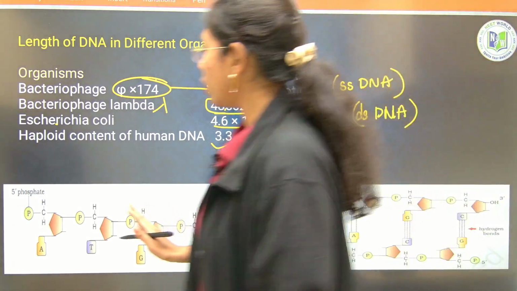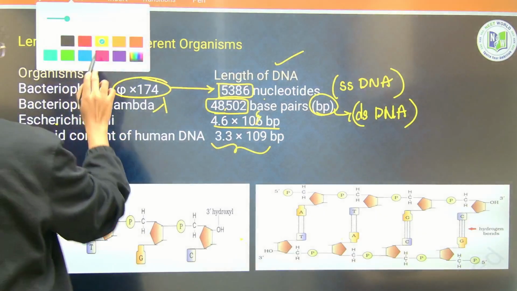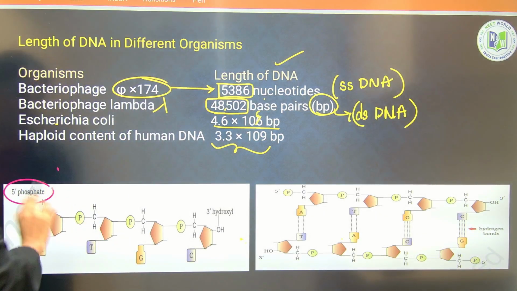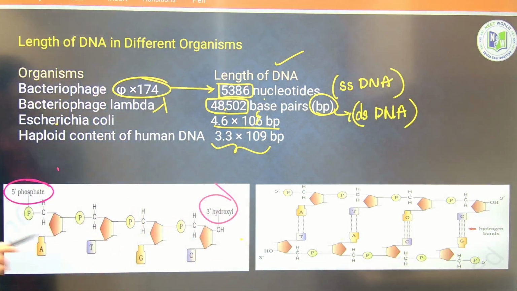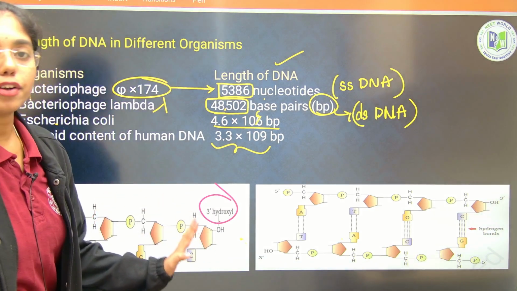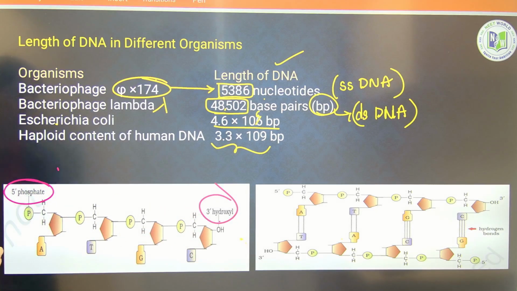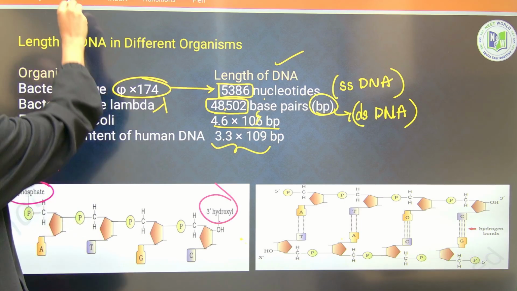So you can see here 2 termini. The 5' end will be free at one end and the 3' end will be free at the other end. The 5' end has a phosphate group, the 3' end has a hydroxyl group. Phosphate group at one end and hydroxyl group at the other end. And what are the bonds that are involved in single stranded DNA?